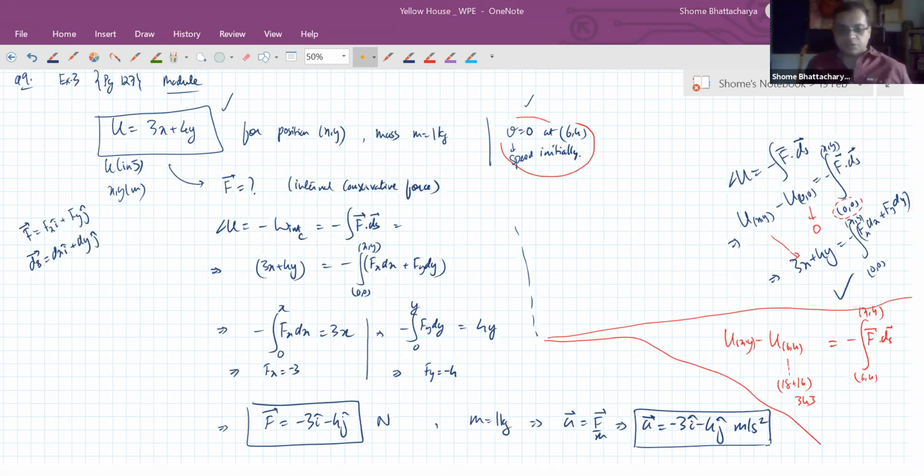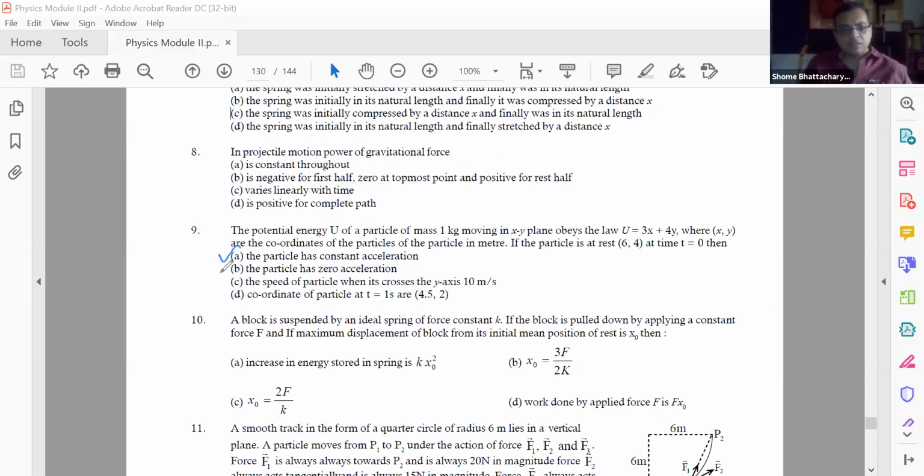So let's come to the various options. So from this, now I know that the particle has constant acceleration. The option that the particle has zero acceleration is wrong, because we had got the acceleration to be minus 3 i cap minus 4 j cap in meters per second square. Now we have to check out these two options.